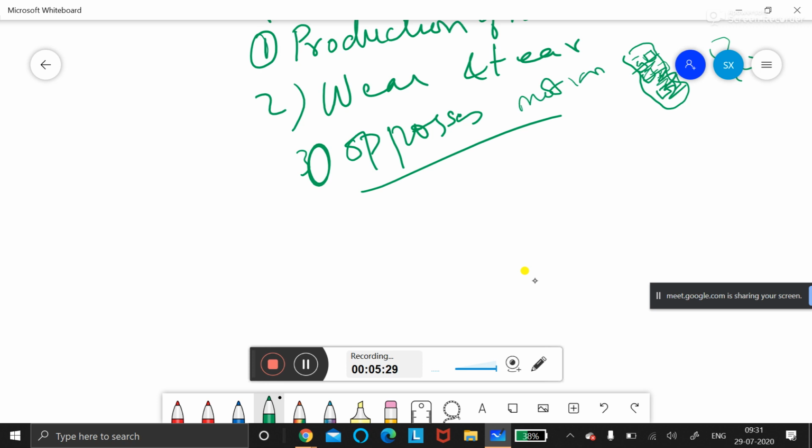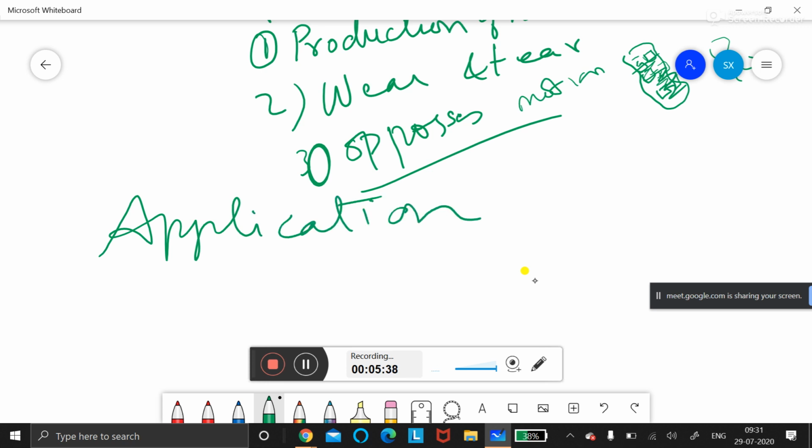So these are the three effects of friction. Now go to applications. There are advantages. I told you already, friction is necessary.